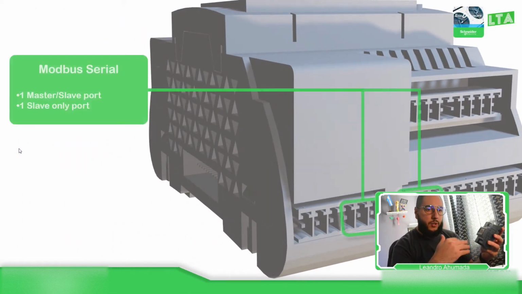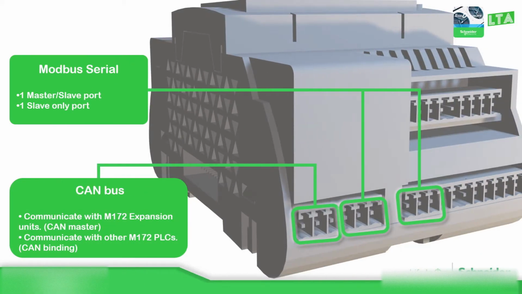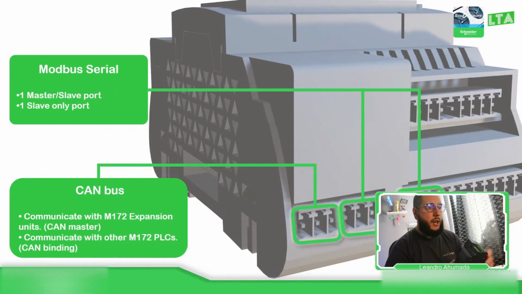And on the bottom left side, you have the possibility to use communication. We have CAN bus and Modbus serial. The idea of the CAN bus is basically to connect to a CAN master, so we can add expansion modules of this family M172 and connect them via CAN. We also have something called CAN binding. So we have different M172 PLCs, and they can share data through the CAN using this CAN binding option.